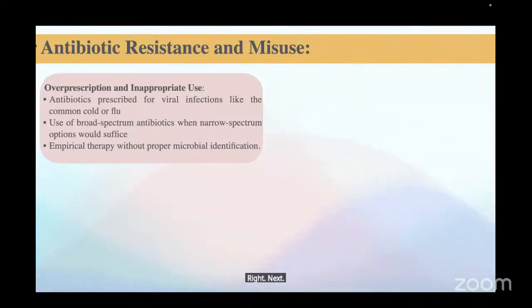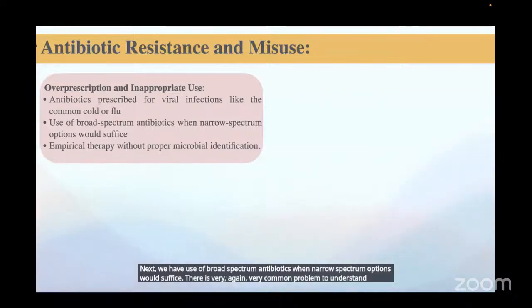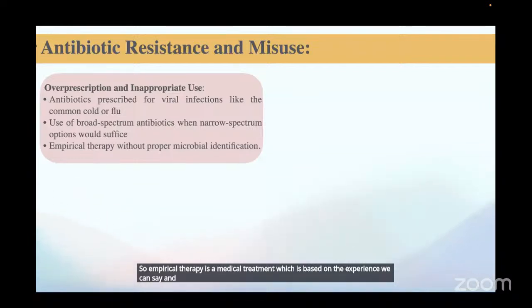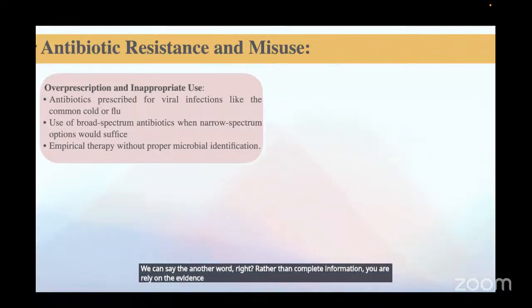Next we have the use of broad spectrum antibiotics when narrow spectrum options would suffice. This is a very common problem, because you will see a prescription and find that even if a narrow spectrum antibiotic is suitable, a broad spectrum antibiotic is still given because of certain beliefs, right? Again, empirical therapy without proper microbial identification. So what is empirical therapy? Empirical therapy is a medical treatment based on experience and an educated guess, rather than complete information. It is used when there is not enough information to identify the exact cause of the illness. But if it is done without proper microbial identification, it results in inappropriate use, leading to antimicrobial resistance.